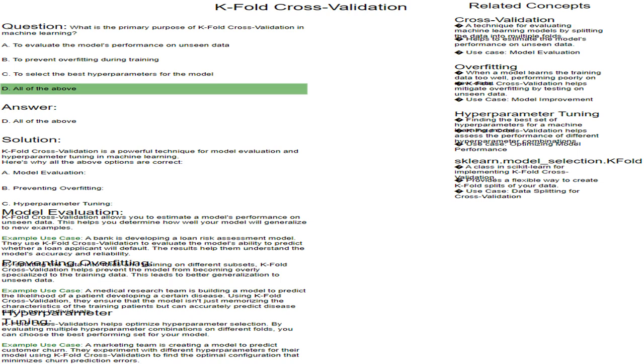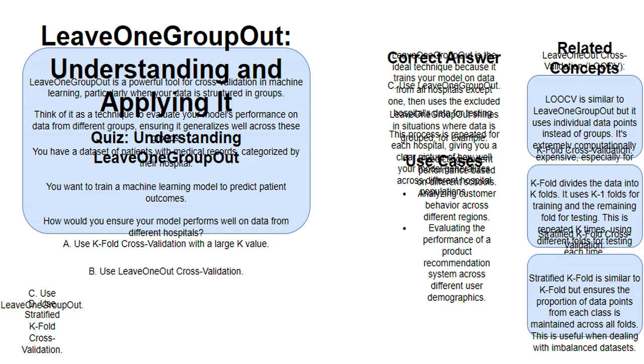You have a dataset of patients with medical records, categorized by their hospital. You want to train a machine learning model to predict patient outcomes. How would you ensure your model performs well on data from different hospitals? A. Use K-fold cross-validation with a large K value. B. Use leave one out cross-validation. C. Use leave one group out. D. Use stratified K-fold cross-validation.